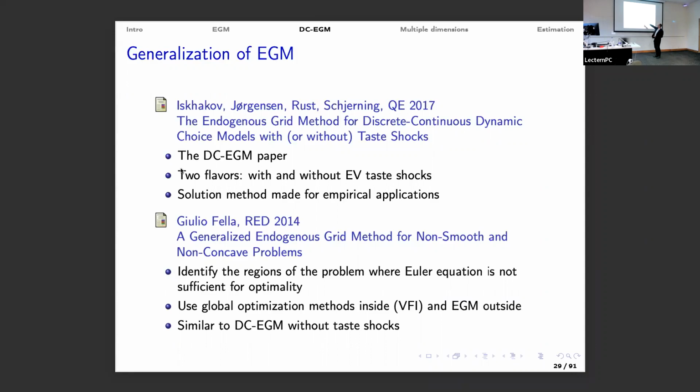But really, the credit should go to Fella, 2014, who had looked at the non-concave version of EGM, including the discrete choices. The approach there was to use global optimization methods inside of the area where the first order condition is not sufficient, where problems are, and then use EGM on the outside of those regions. We are doing a slightly different approach, actually.